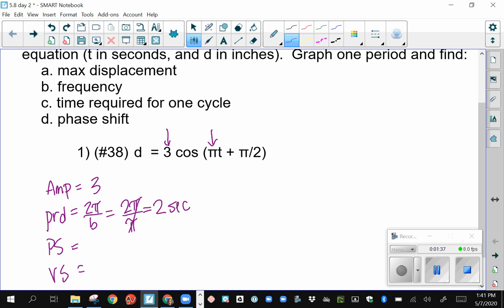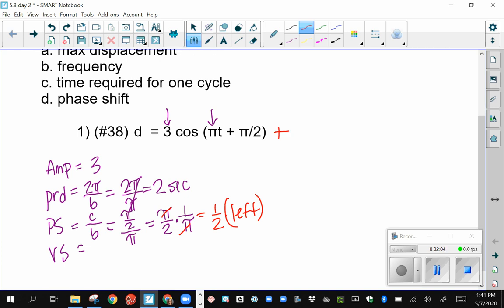The phase shift, remember to calculate the phase shift, you do c divided by b. Our c in this problem is pi over 2, and we're going to be dividing that by pi. If you think about that, that's pi over 2 multiplied by the reciprocal. The pi's are going to cancel, and you're left with 1/2. That 1/2 is positive, so that means that we're going to be going to the left. Whether you include that here or just know that in your head, that's fine. We do not have any addition or subtraction outside, so that means there is no vertical shift.